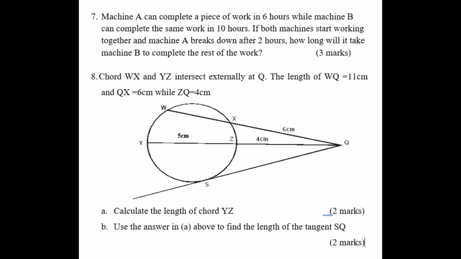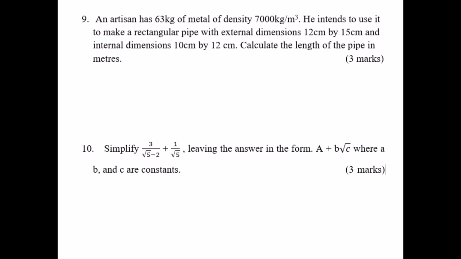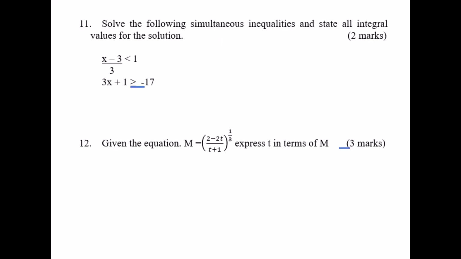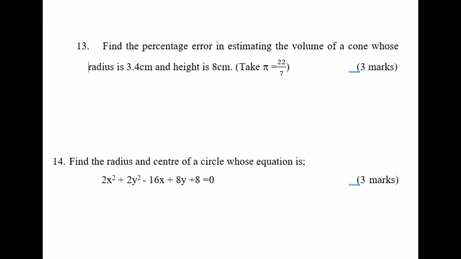Question number 8 is about circles and chords, the intersecting chords and a tangent there. Question number 9, a question on mass, density and volume. Question number 10, these are questions on surds. Question number 11, these are linear inequalities. Question number 12, formulae, and you're supposed to make a variable t the subject of the formula. Question number 13, these are questions on error. You're supposed to calculate the percentage error.